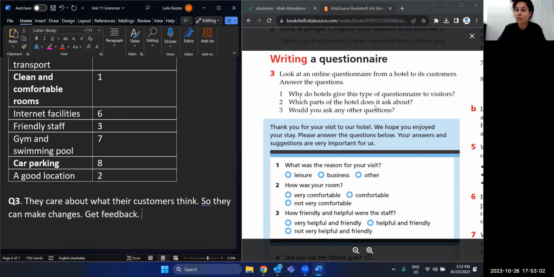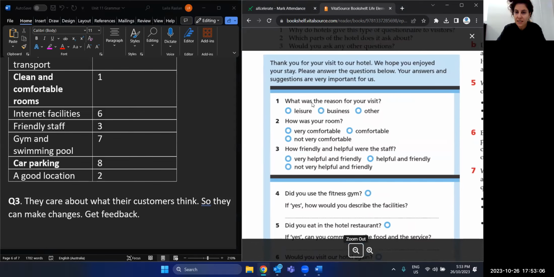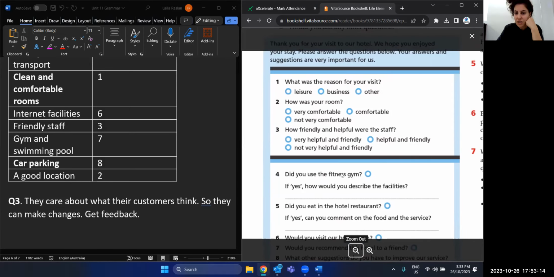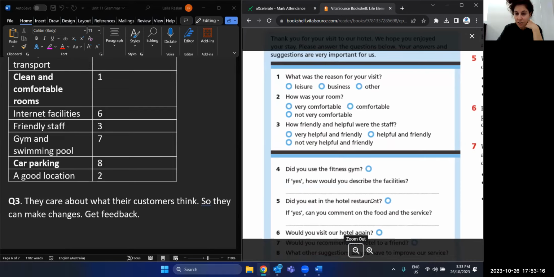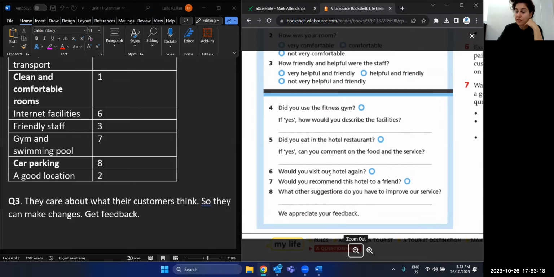Which parts of the hotel does it ask about? Well, this questionnaire says, what was the reason? How was your room? How friendly and helpful were the staff? Did you use the gym? Did you eat in the hotel restaurant? Would you visit our hotel again? Would you recommend this hotel to a friend? What other suggestions do you have to improve our service?